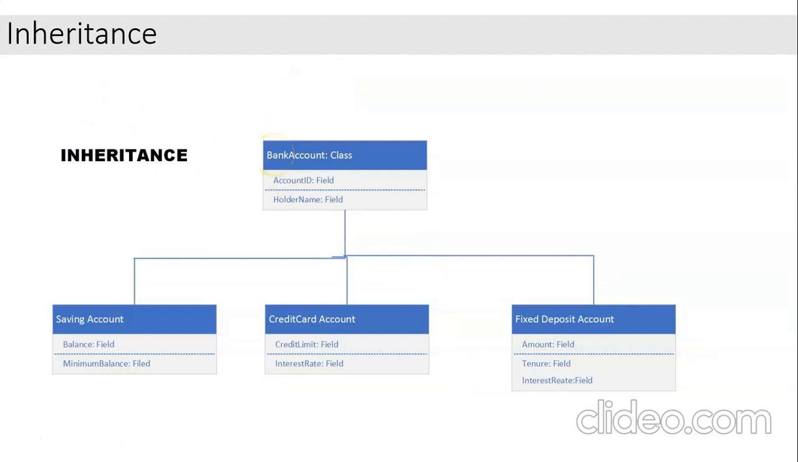We have a bank account class. The bank account class can have fields like account ID and holder name. Now we may have different types of bank accounts like a saving account, credit card account or fixed deposit account. Now the saving account can have a balance or minimum balance required to maintain that saving account. But the saving account also has an account ID and holder name. The credit card may have a credit limit or an interest rate. But the credit card also has an account ID and holder name. The same goes for fixed deposits, which have a tenure and an interest rate as well. So the saving account, credit account and fixed account all have the common characteristics of the bank account class. So they have inherited the properties of their parent bank account class.